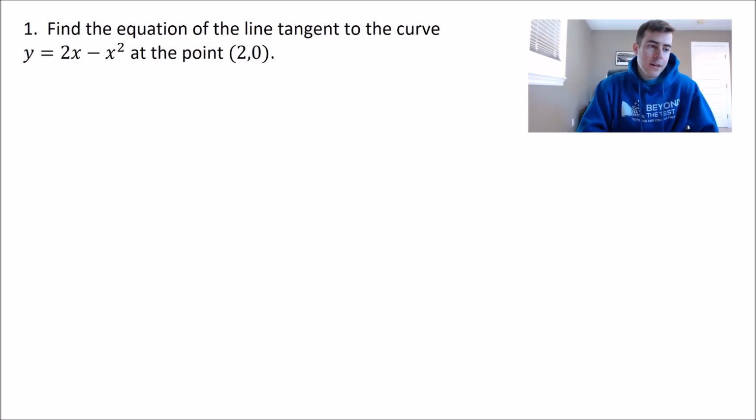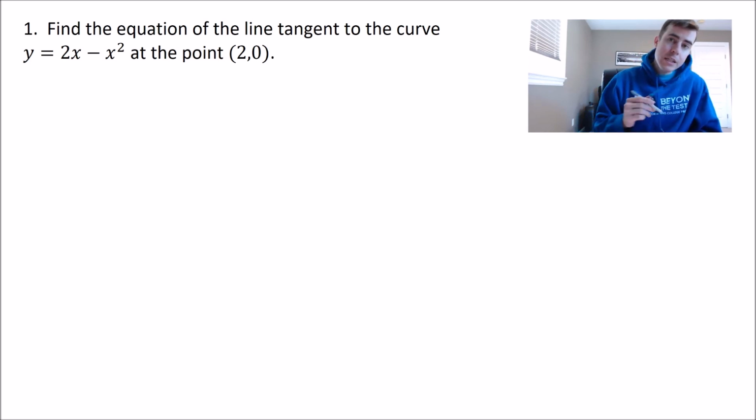Alright, so for this question here, it says find the equation of the line tangent to the curve y equals 2x minus x squared at the point (2, 0). Okay, well, first things first, when you're finding the line tangent to the curve, you should find the slope of the line tangent to the curve.